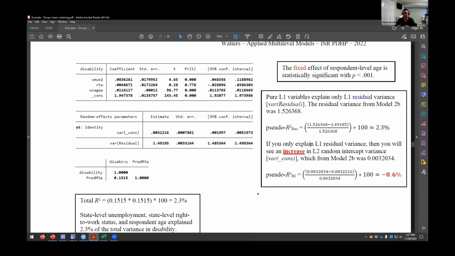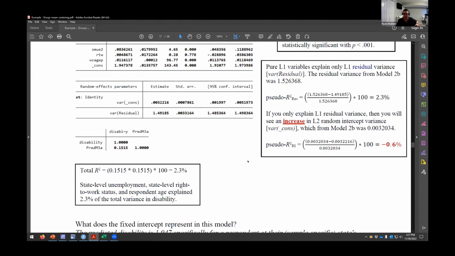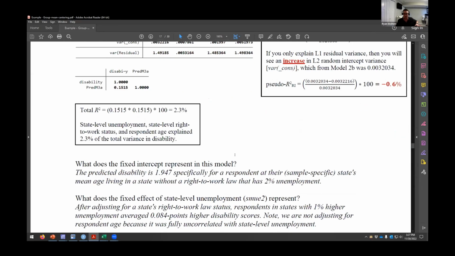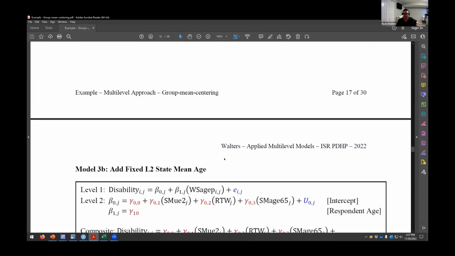The other thing is, when we used grand mean centering and we included age P65 by itself, we actually saw a reduction in level 2 random intercept variance. Here we're seeing an increase like we should. Okay. Total R square is still 2.3%. So the interpretations are provided here.